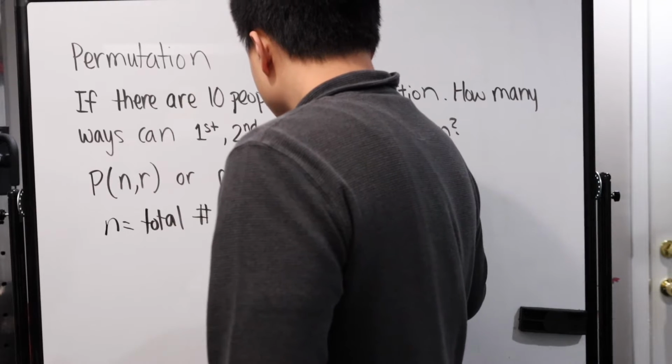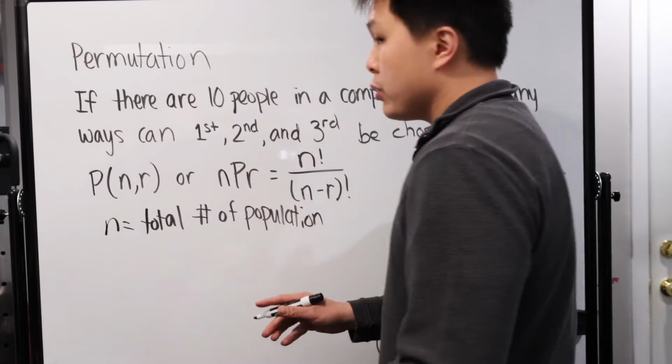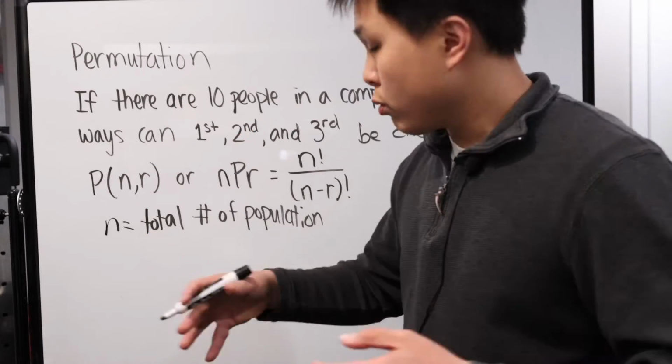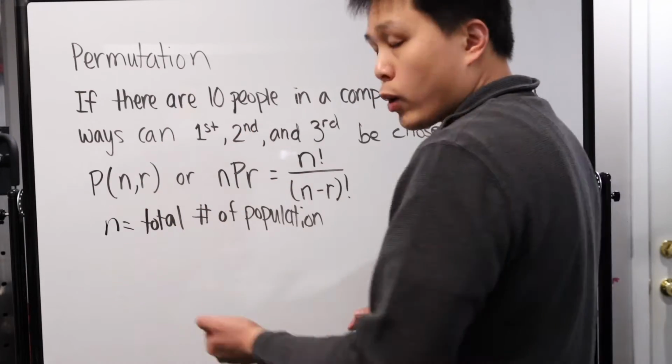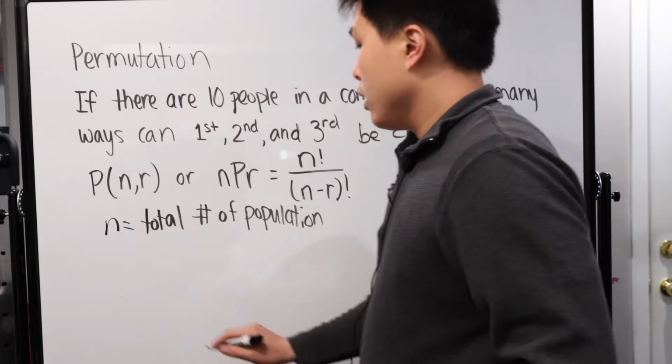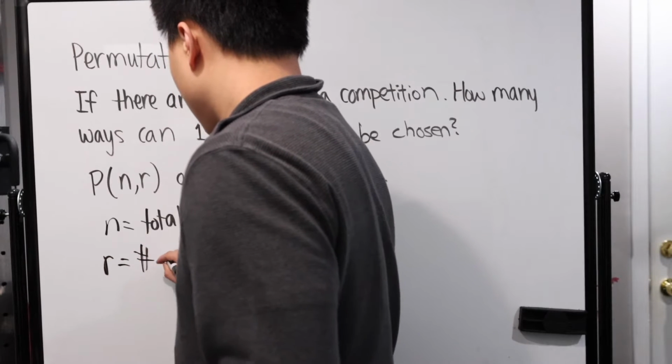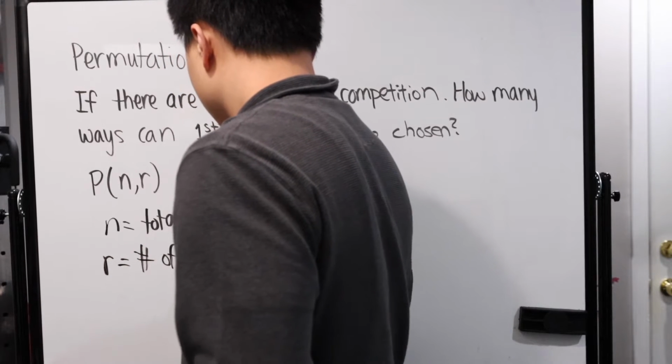Now, usually in a problem, it gives you this entire set of numbers that you can choose from, an entire pool you can select from, right? That's what n stands for. r is the numbers that are chosen, the number chosen.